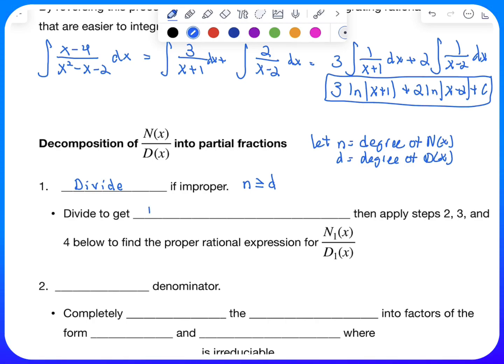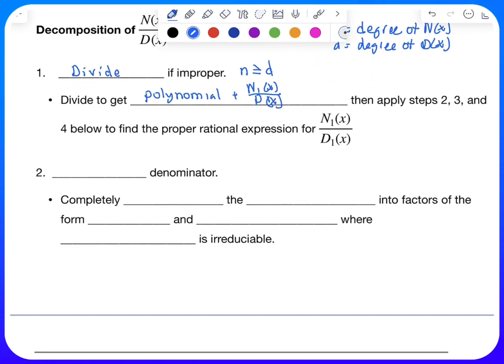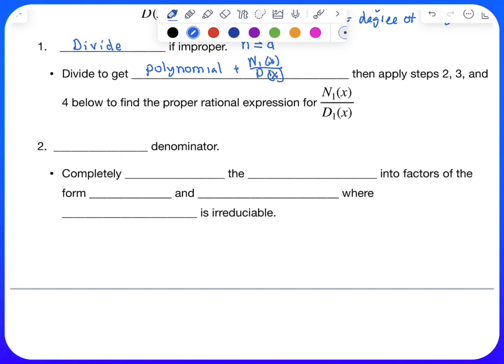So to divide, remember you're going to do long division or synthetic division. You're going to get a polynomial plus or minus the remainder over the original divisor. Then you're going to apply steps 2, 3, and 4 to that remainder part, and just keep the polynomial separate.